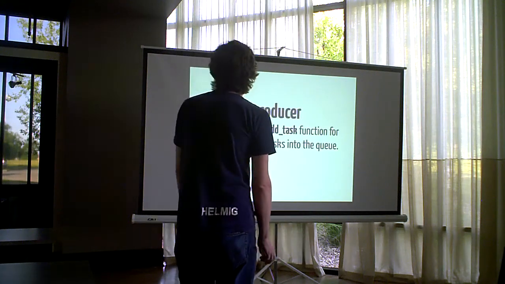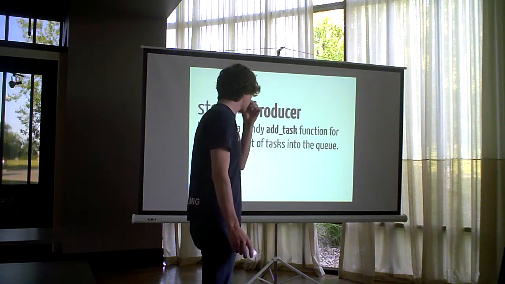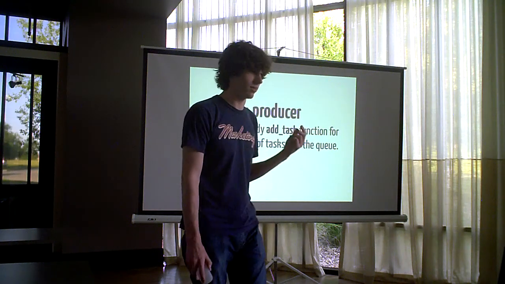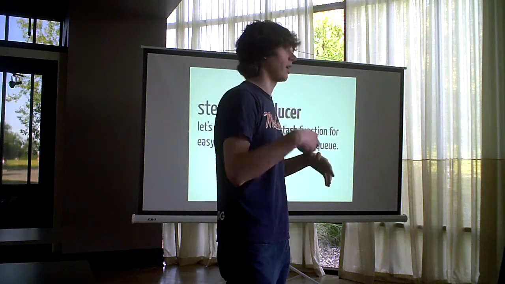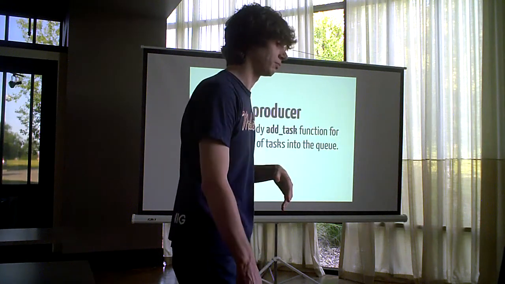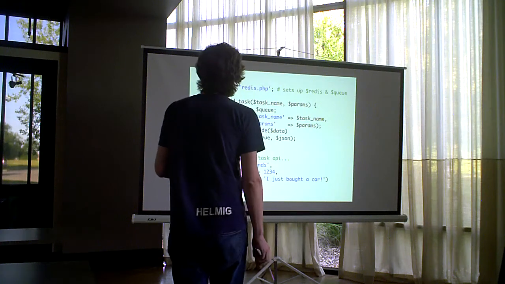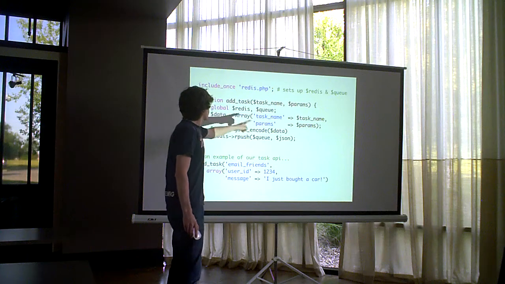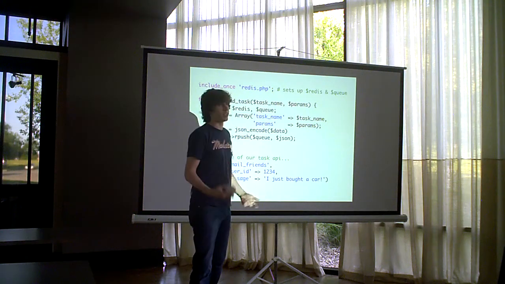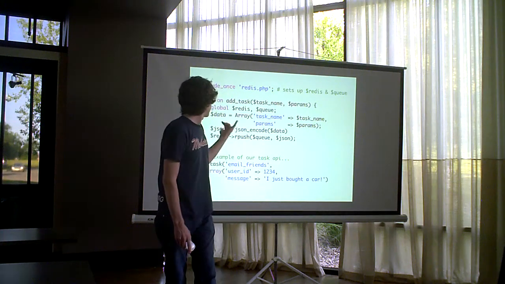And now we're going to actually add a task to it. We're going to do a quick handy function here called add task. That's going to do things like serialize the data to JSON, and then it's going to push it into the queue. So here it is. We're going to include Redis again, which sets up Redis and the queue. We're going to grab the data that we pass in. We're going to pass in the task name. In this case, it would be email friends.